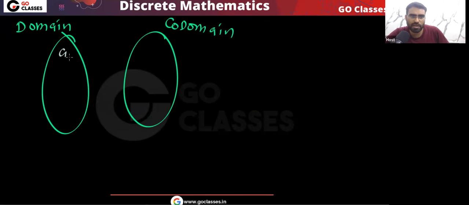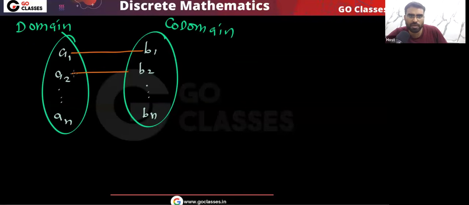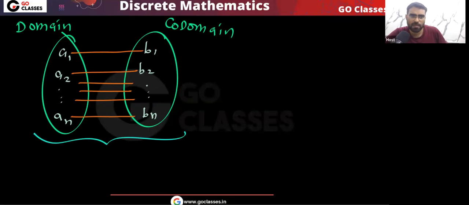Okay, your domain and codomain, for example, A1, A2, and so on, AN, and they have same cardinality, remember. Now, can you create a bijection? Yes, you can create a bijection. You can do like this: A1 mapping to B1, A2 mapping to B2. Is this a bijection or not? Yes, this is a bijection, right? You can see this is injective because different elements have different images and every element is covered in the codomain. So I can say, yes, this is a bijection.